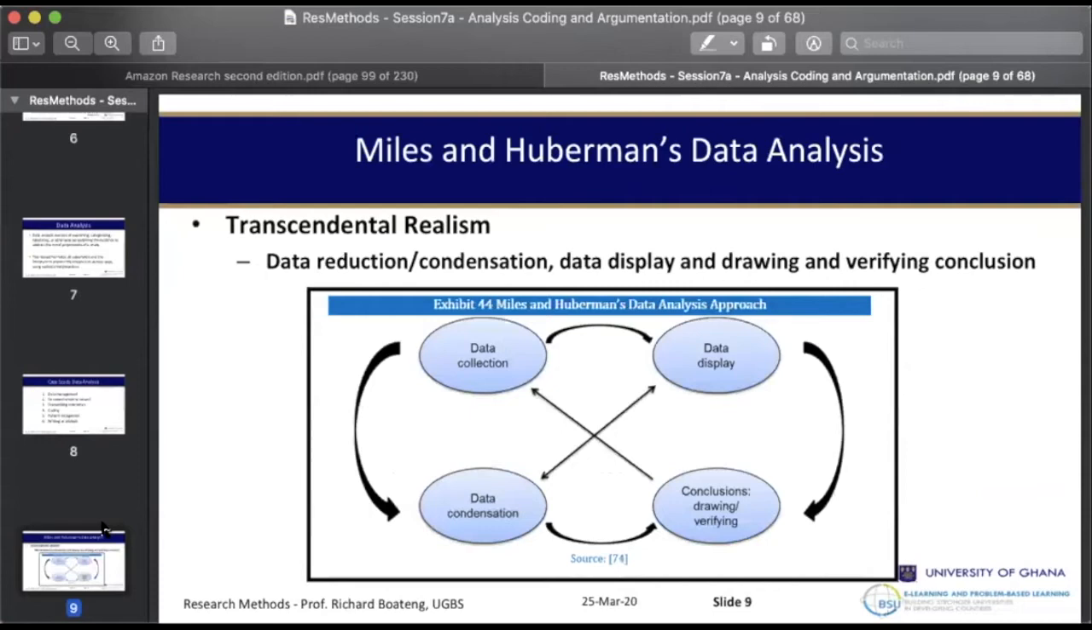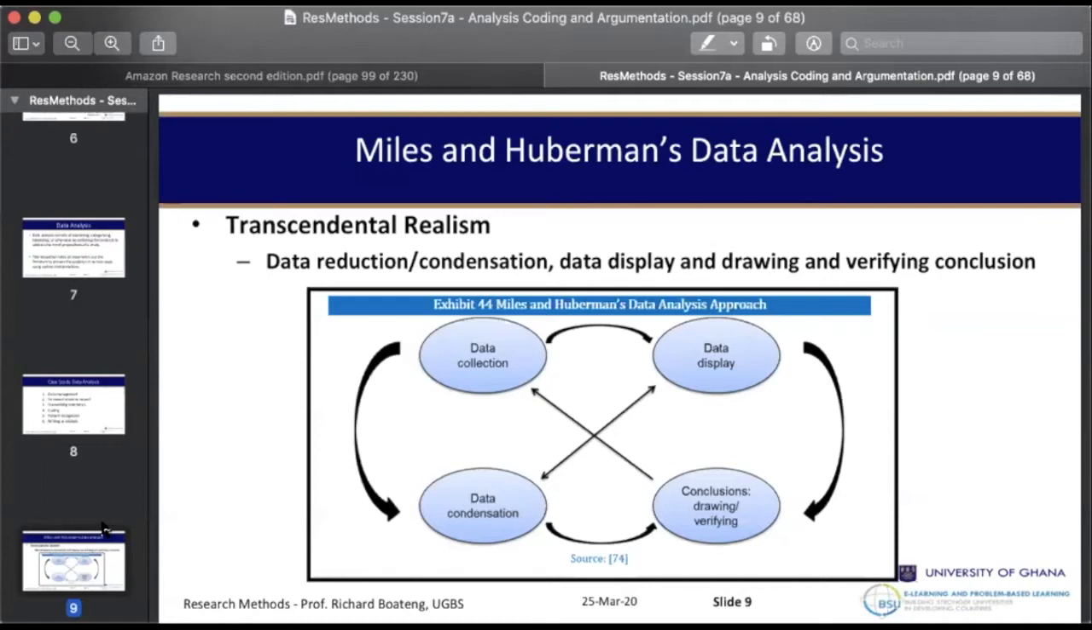Miles and Huberman talk about what we call transcendental realism, which comprises analysis starting from the time you start collecting data. Then you go to data display, data condensation or data reduction, and then conclusion. In Miles and Huberman's argument, you shouldn't strip the data from its context. So the data collection time is very, very important. That is where your actual filtering starts.